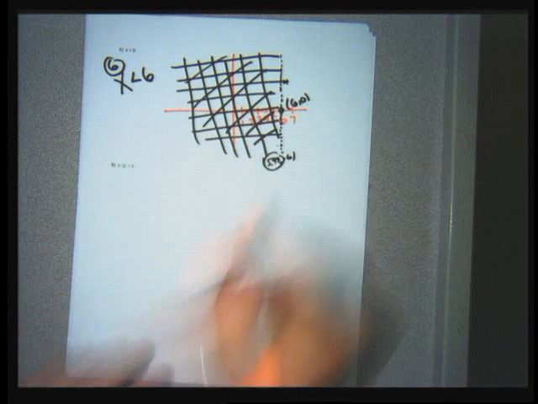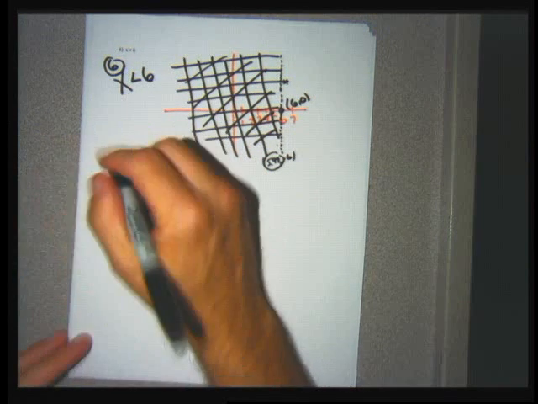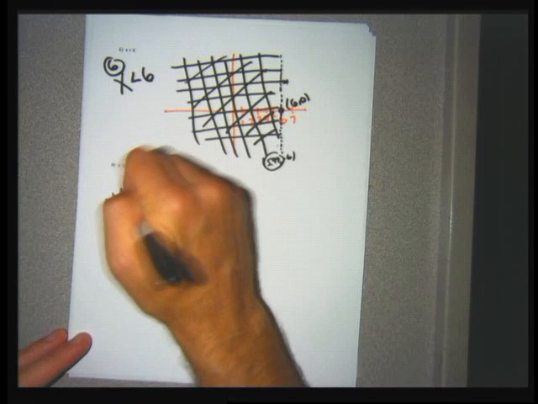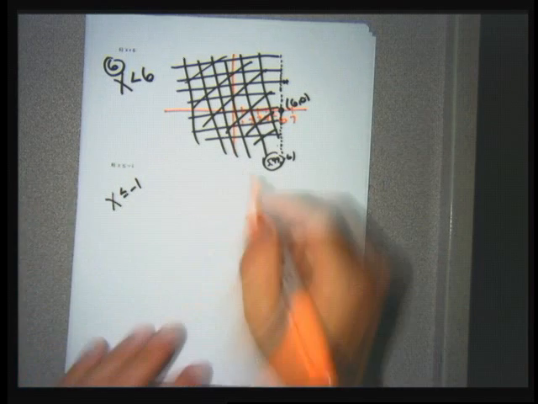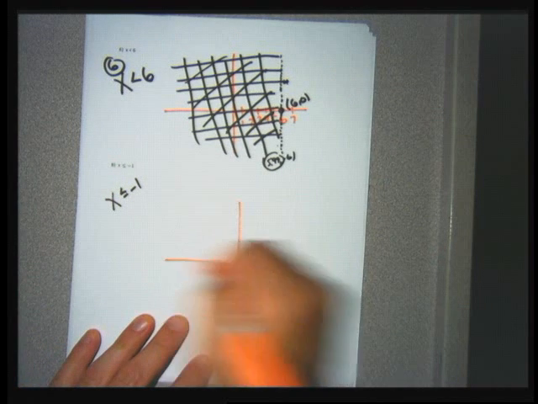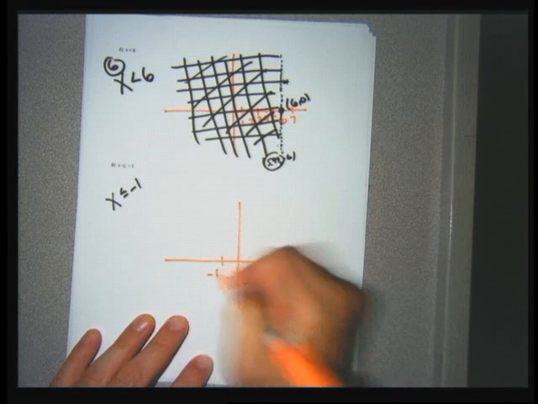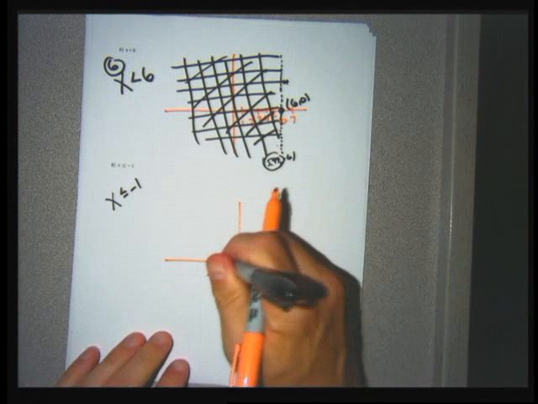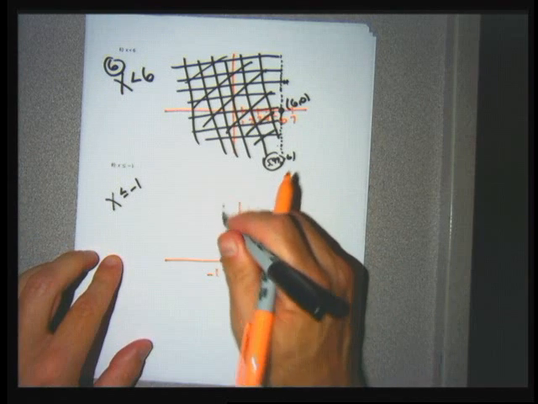To do number 8, to draw all points that have x coordinates that are less than or equal to negative 1, I start off, I find negative 1 on my x-axis. I draw a solid line because of the or equal to part.